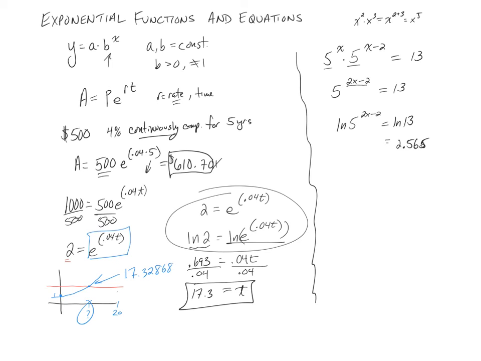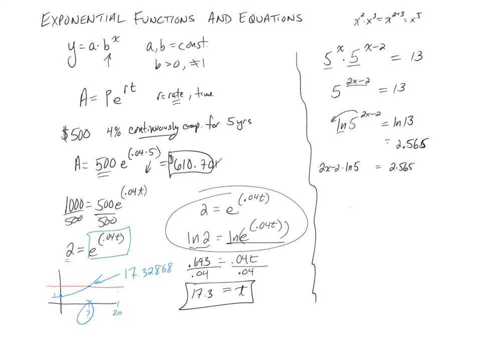And the left side, you may say, well, why does using ln help us with a base of 5? ln was very convenient over here when we had a base of e, because the two actions just simply canceled each other out. Taking the ln of something and raising e to something, those two actions are inverses of one another. So it left us with 0.04t. Here, raising 5 to the something power and log base e-ing something, those are not inverse operations. However, we can use the power property for logs, which allows us to take this power and move it down in front and get 2x minus 2 times the ln of 5, and that's equal to 2.565.